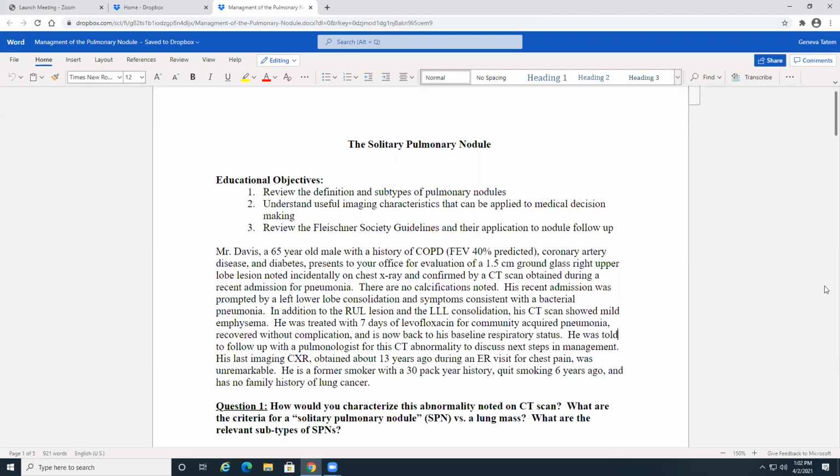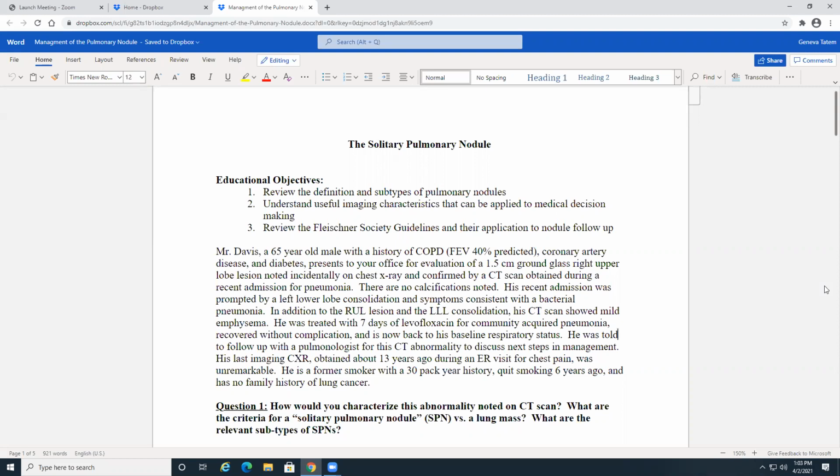So our case is of Mr. Davis. He's a 65-year-old gentleman with a past medical history of COPD with an FEV1 of 40% predicted. He also has coronary artery disease and diabetes, and he comes to clinic for evaluation of a 1.5 centimeter ground glass right upper lobe nodule, noted incidentally on a chest x-ray that was subsequently seen on CT scan obtained during a recent admission for pneumonia. There are no calcifications in this 1.5 centimeter nodule.